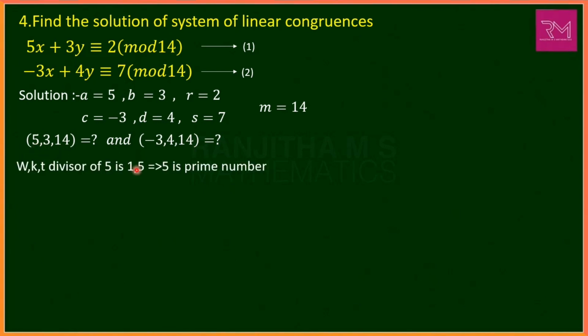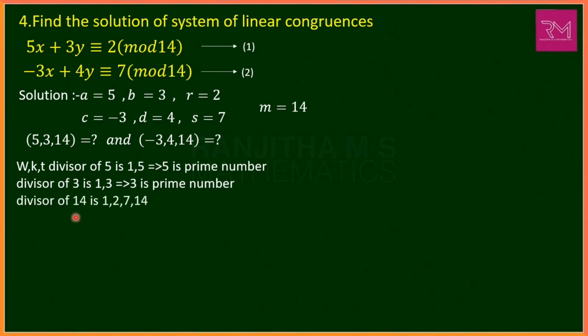First, the divisors of 5 are 1 and 5, because 5 is a prime number. Similarly, the divisors of 3 are 1 and 3, because 3 is also a prime number. Similarly, the divisors of 14 are 1, 2, 7 and 14, because 14 is divisible by 1, 2, 7 and 14 itself. Among these three, the greatest common divisor is 1. Therefore, we can conclude that the GCD of 5, 3 and 14 is 1.